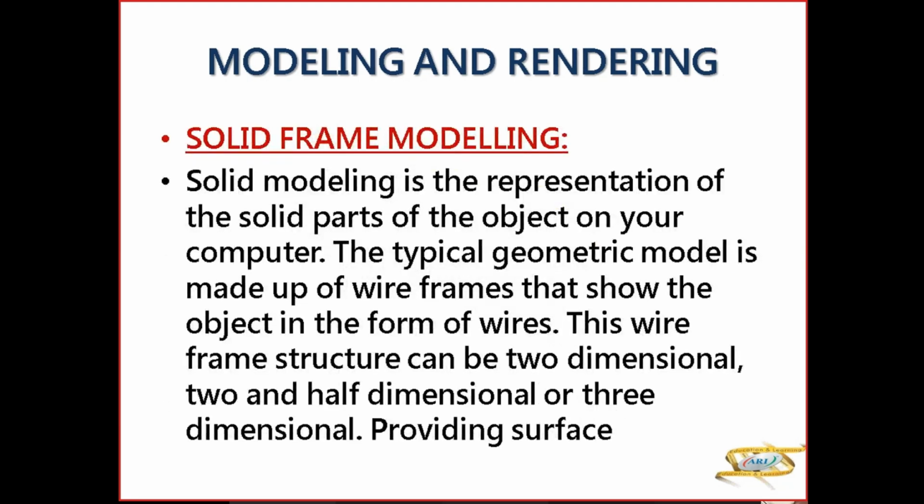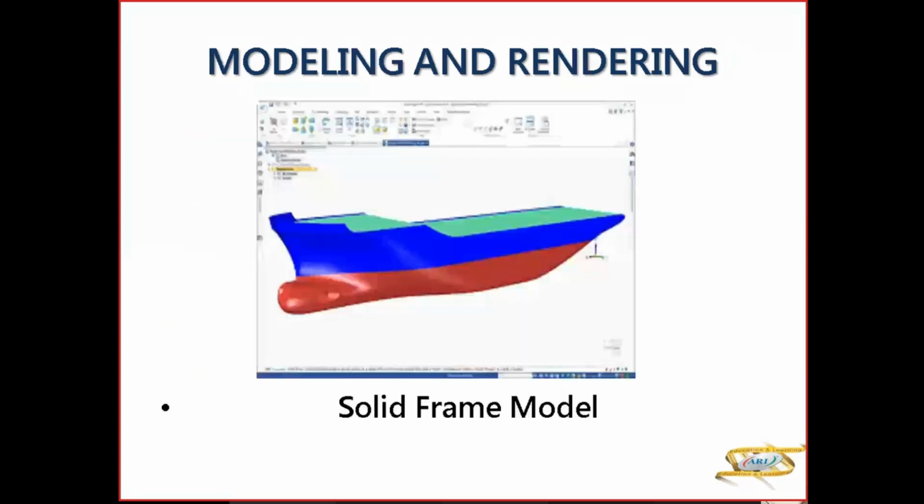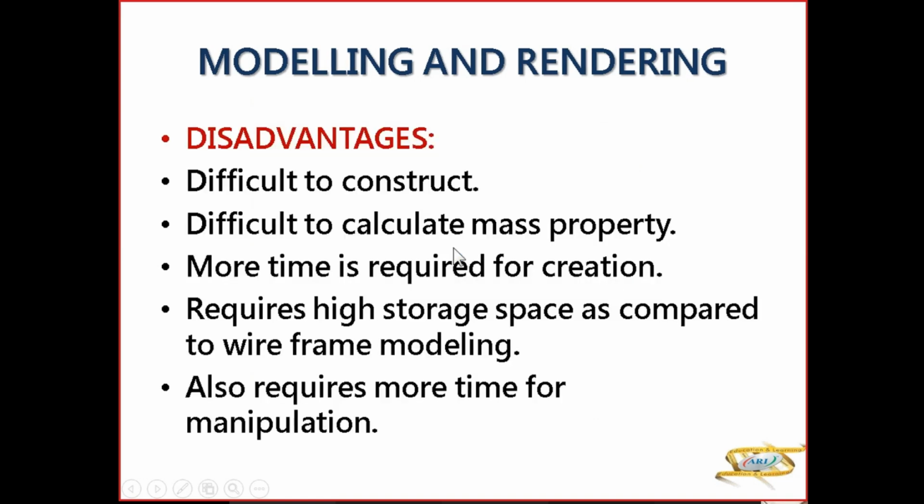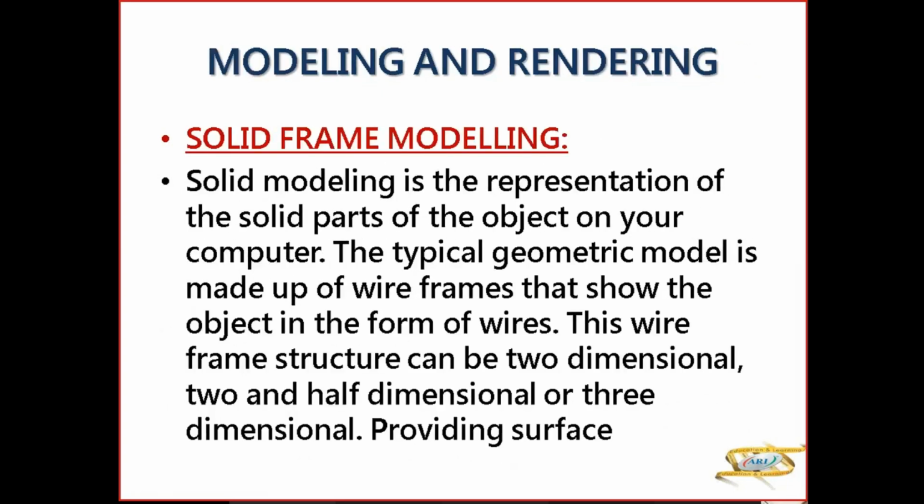Now we come to the solid frame modeling. So solid frame modeling is basically the 3D structure here with the thickness of the object you get. What is the thickness? What is the depth? All that you get with the solid frame modeling. So solid frame modeling is a representation of the solid parts of your object on your computer. The typical geometrical model is made up of wires that show your object in form of wires, but that can be 2D, 2.5D, or 3D.